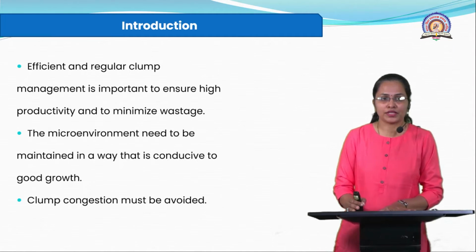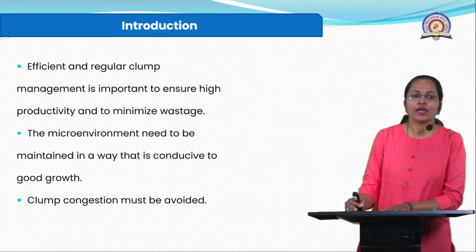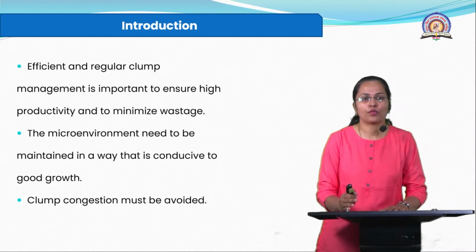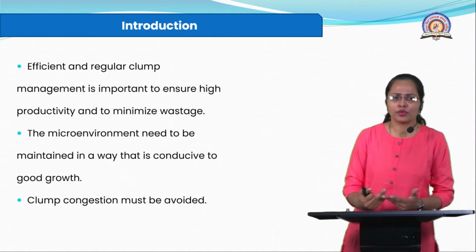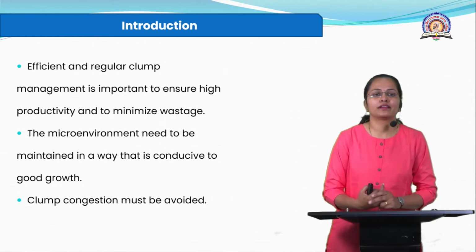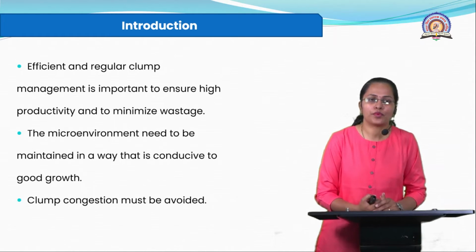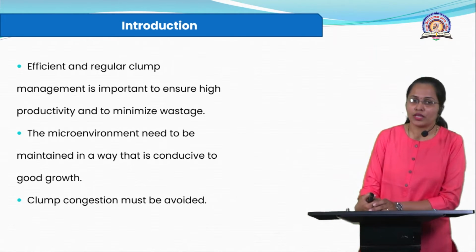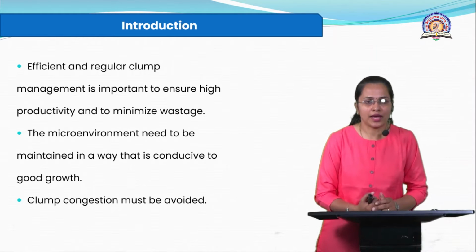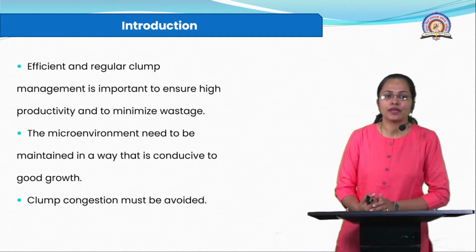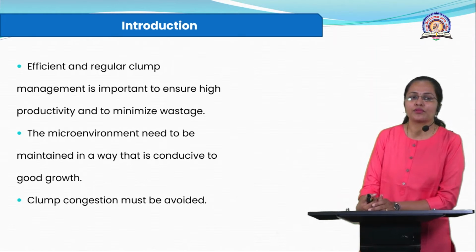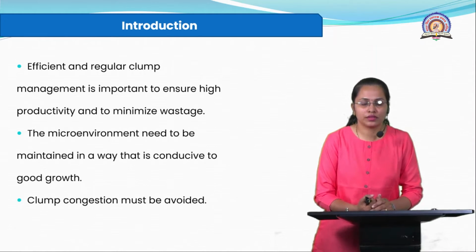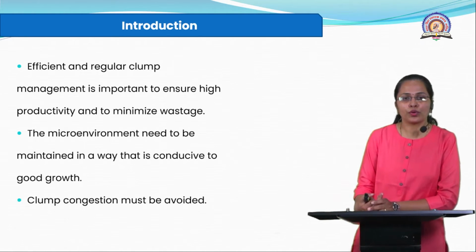For clump management, it is important to ensure high productivity and minimum wastage of bamboo. In order to get more and more production, we have to manage the clumps of bamboo regularly and properly. Efficient and regular clump management in bamboo production is very important to ensure high productivity and to minimize the wastage. The microenvironment important for the growth of bamboo should be good in order to grow properly.